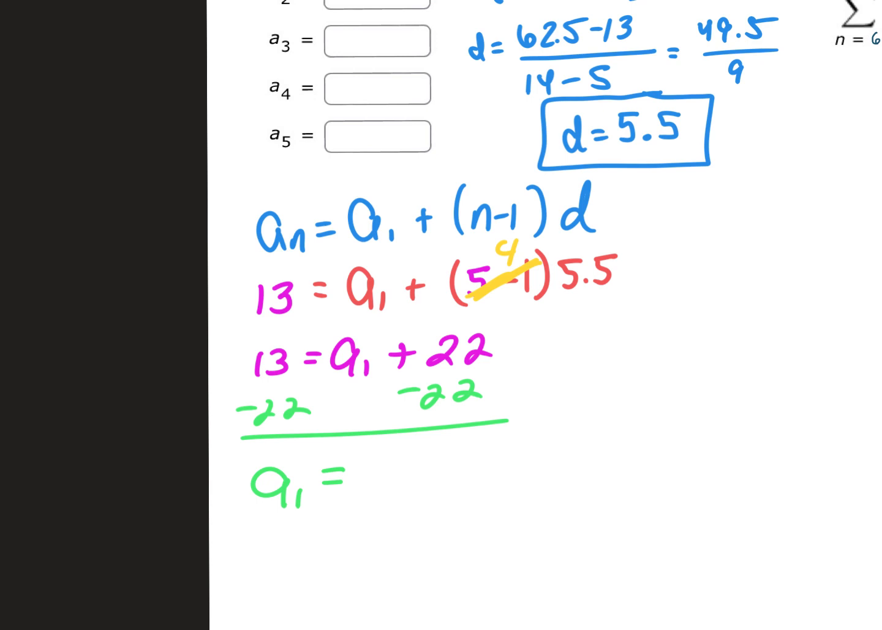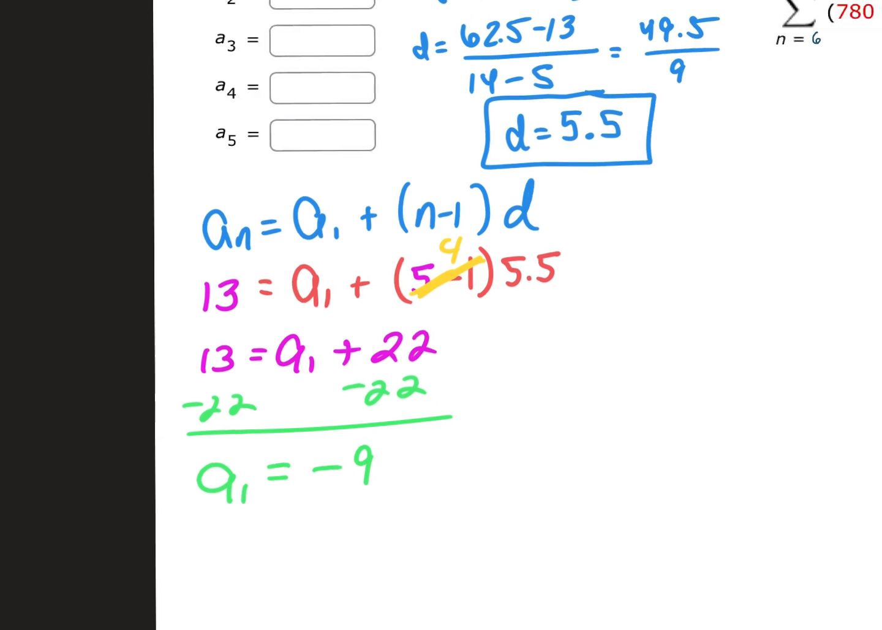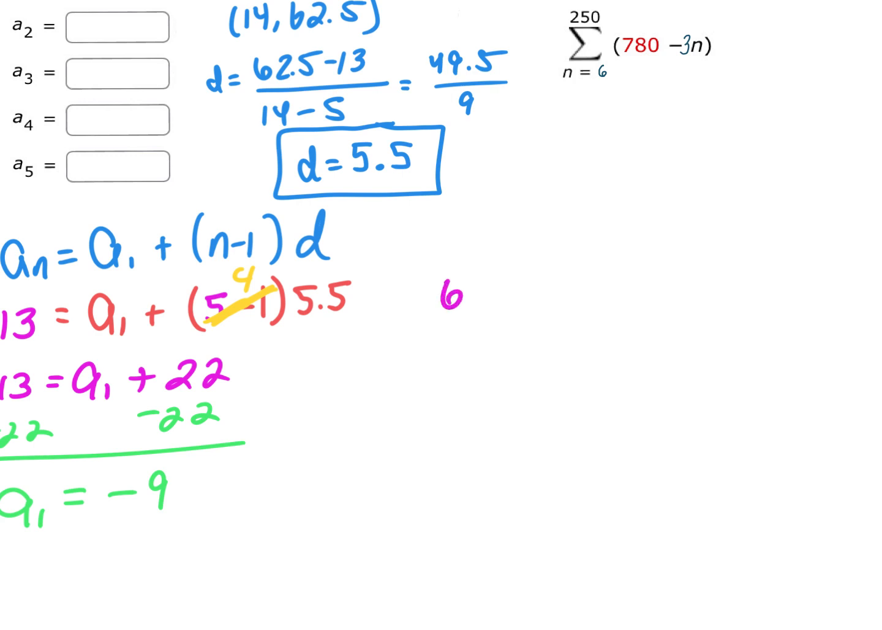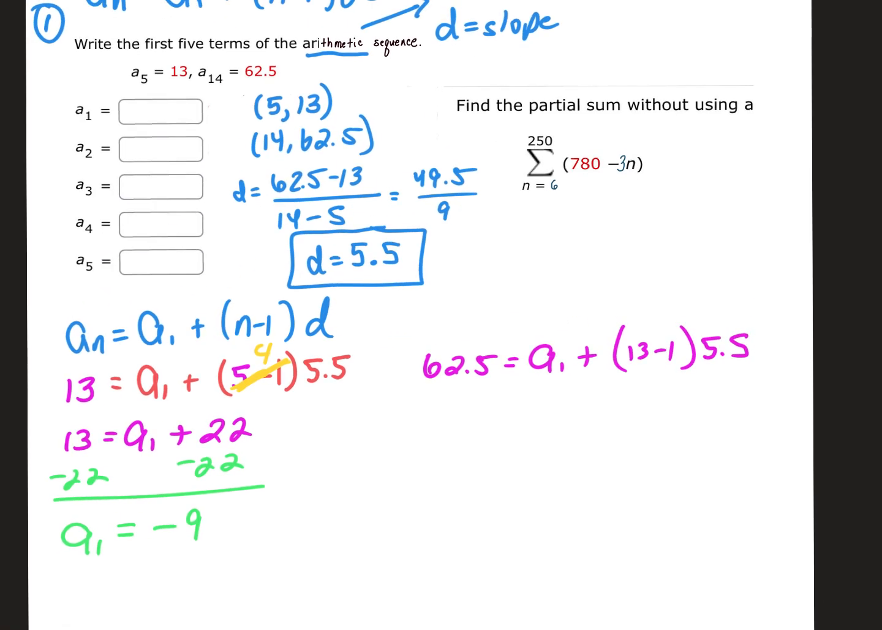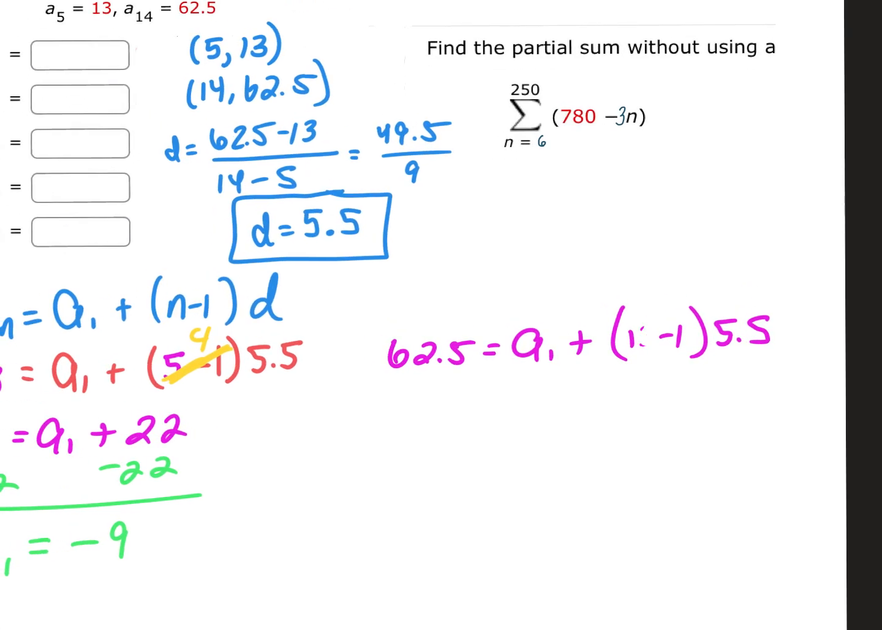Negative 9, okay. Now what about if you're like, well, I don't want to use 13. I want to use the 62.5. Can you do that? Absolutely, let's do it over here. I'm going to say 62.5 on the outside here equals the first term plus, well, I didn't use the 5th term. Which term did I use? The 14th, right? So 14 minus 1 times your common difference of 5.5. Thank you. What's 14 minus 1 going to be? 13, that's what I got in my head. So guys, we're going to subtract here. I get 13, so I have 62.5 equals the first term plus, what's 13 times 5.5?